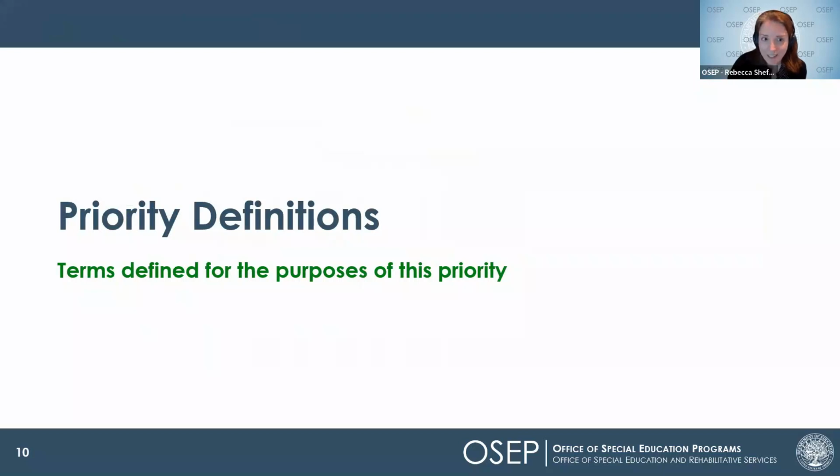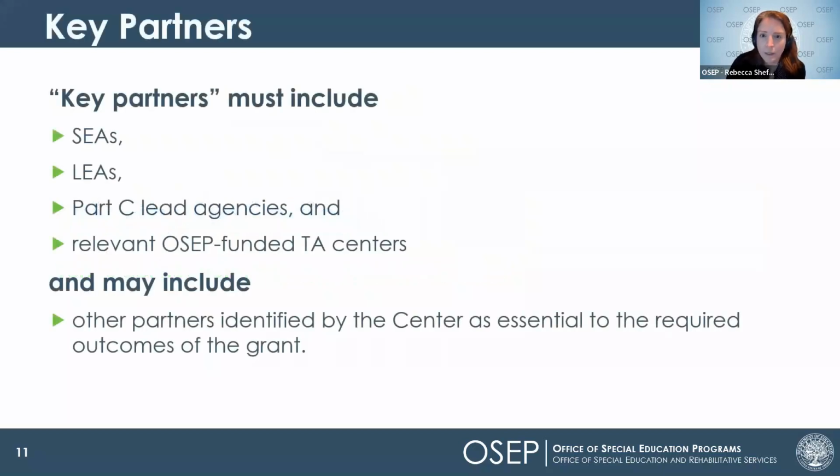Following are priority definitions or terms that are defined for the purposes of this priority. Please read the definitions and requirements in this notice carefully. For this priority, key partners must include state education agencies, local education agencies, Part C lead agencies, and relevant OSEP-funded technical assistance centers. Key partners may include other partners identified by the center as essential to the required outcomes of the grant.